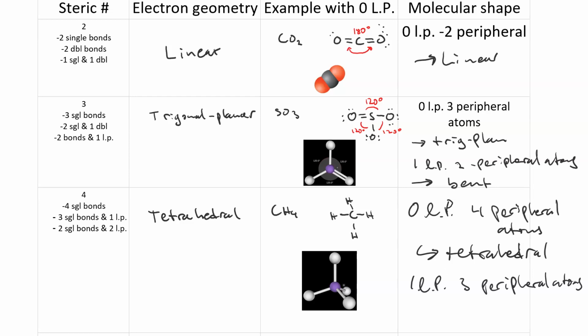If you have 1 lone pair and 3 peripheral atoms, then we call the molecular shape trigonal pyramidal. So it's just like replacing the atom at the apex here with a lone pair. So the central atom is actually at the top of a shallow pyramid with 3 sides.